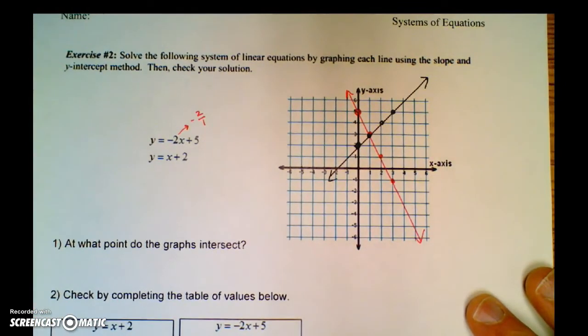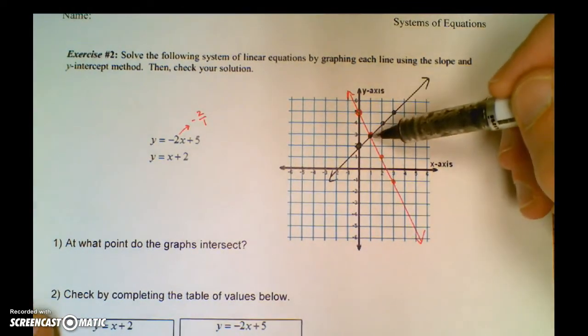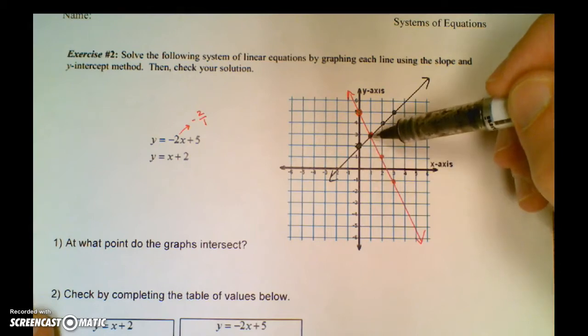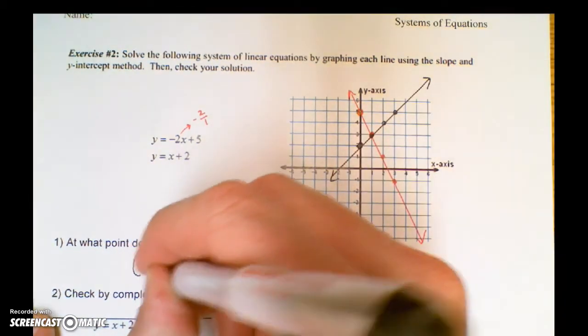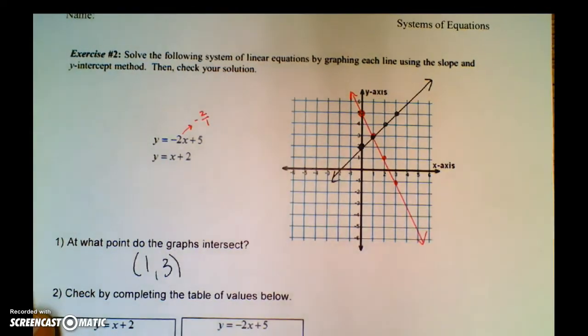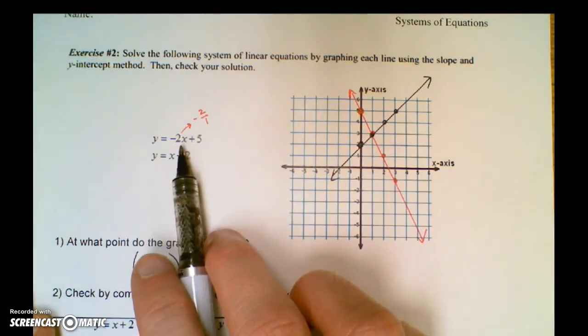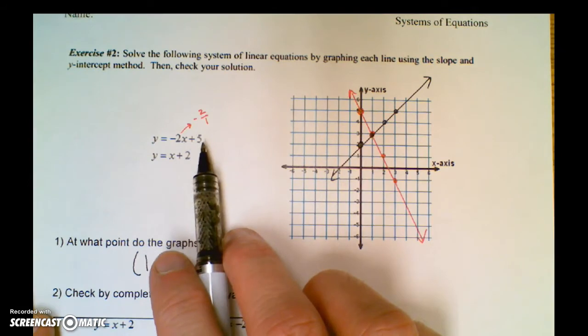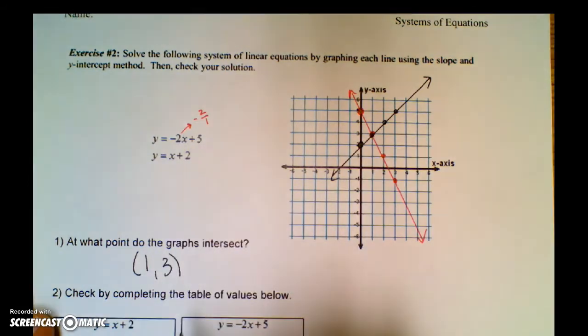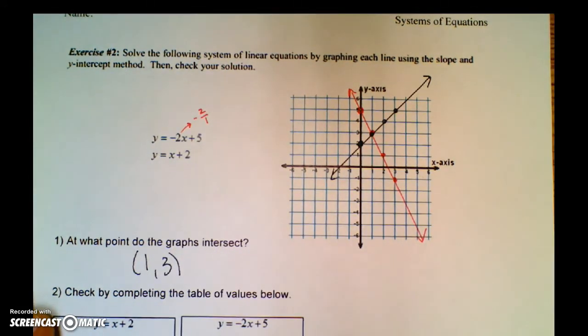So at what point do the graphs intersect? You're looking at where they're crossing, and it looks like they're crossing at (1, 3). You can check that if you plug in 1 into each equation: -2 times 1 is -2, plus 5 is 3, and 1 plus 2 is 3. So each one gives me the same solution, so we're good.